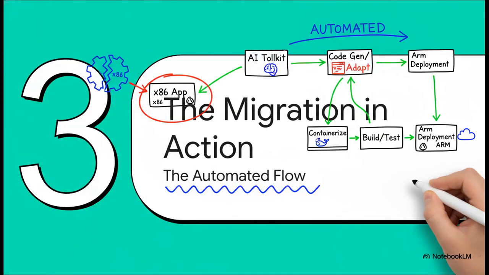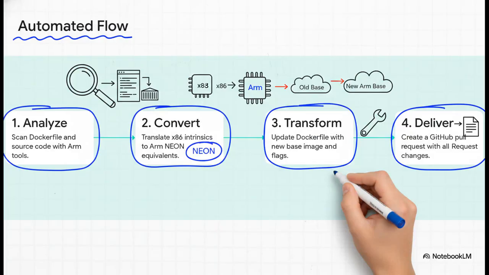All right, theory's over, now for the fun part. Let's actually watch this engine in action and see it automate the entire migration of that broken app we started with. The whole thing happens in this beautiful, logical 4-step flow. It's basically doing exactly what a human developer would do, but instead of taking hours or days, it executes in minutes. It analyzes the code, converts the stuff that won't work, transforms the entire build environment, and then delivers a completely finished product.